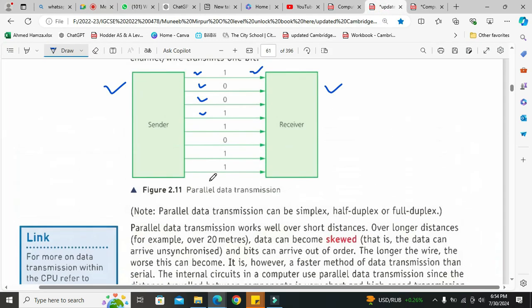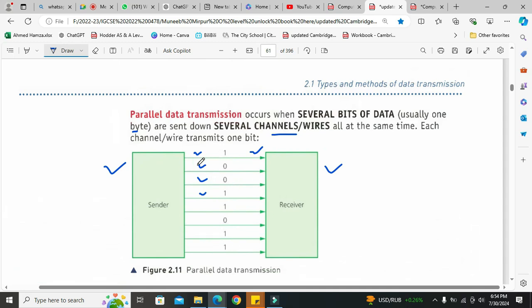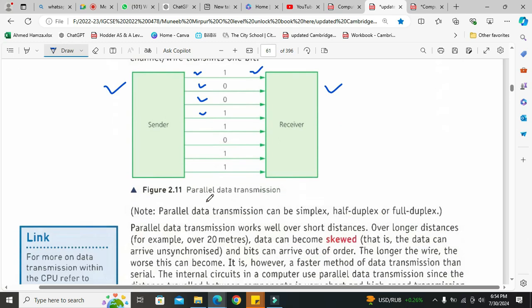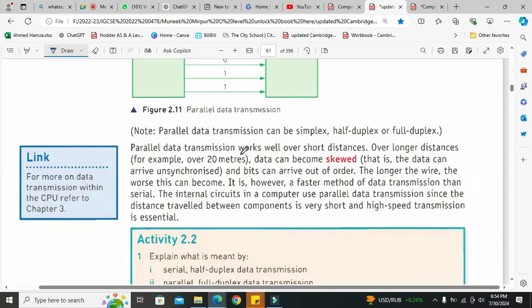In parallel data transmission, we use several wires, and on each wire or channel we transmit 1 bit at a time. Parallel data transmission works well over a short distance. Over a longer distance, for example over 20 meters, the data can become skewed and jumbled up. That is, the data can arrive unsynchronized.